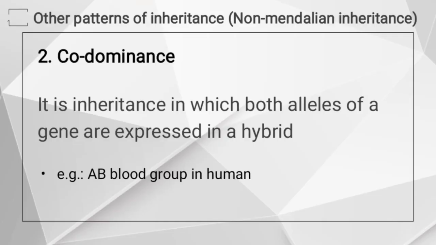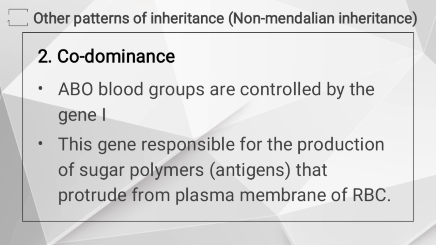Understood? So next is codominance. Codominance is the inheritance in which both alleles of a gene are expressed in a hybrid. For example, the AB blood group in humans. The ABO blood group is nothing but the blood group system in humans. It includes 4 different types of blood group: A, B, AB and O.